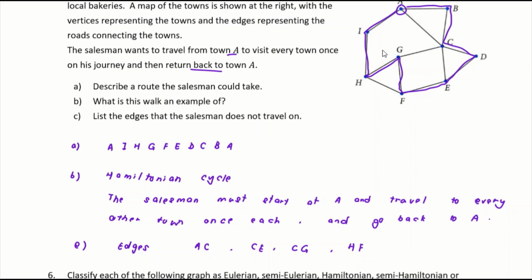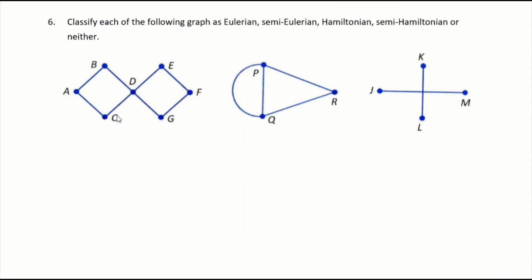Okay, so now the last example, a summary of everything that we did for today's lesson. Number 6, classify each of the following graphs as Eulerian, semi-Eulerian, Hamiltonian, semi-Hamiltonian, or neither. This is a summary of everything that we have learned today. Let's check out the first one first. For Eulerian or semi-Eulerian, we need to check all the degrees.